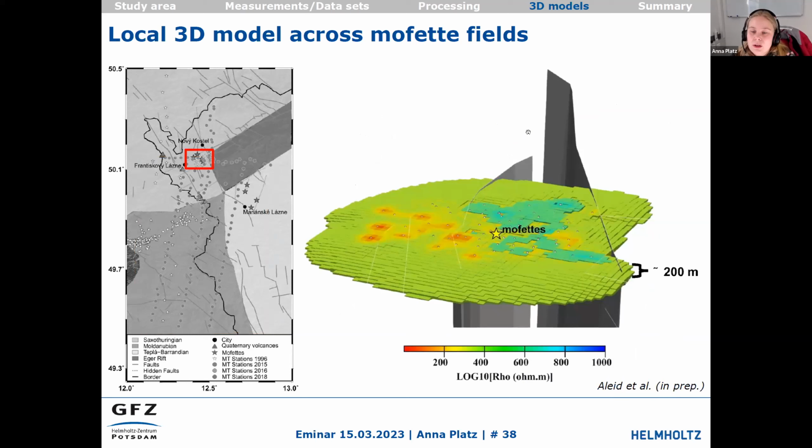I also show here the model of the local grid, which has only an extension of 10 by 5 square kilometers, but which is close to the Mofette fields. And in this case, we really could resolve higher electrical conductivities close to these Mofette fields and to the surface. However, what we could not resolve is different pathways directly below the Mofette fields.